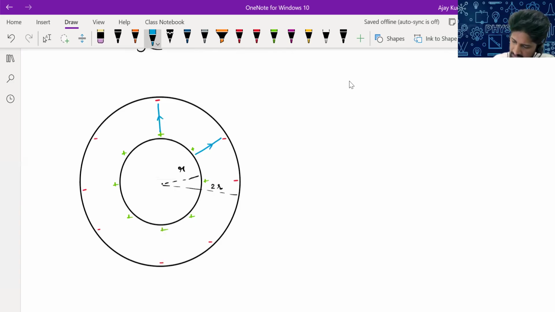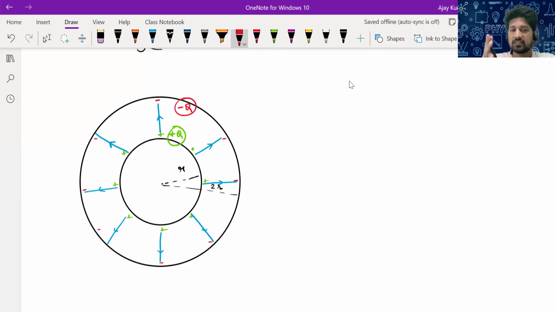The field created by a sphere outside it is non-uniform. It's like that of a point charge, kq by x square. Non-uniform field is there, but there will be some energy stored in this system. There's a way to tell the energy directly also, without using the electric field. How? See, inner radius is r, outer radius is 2r. Assume the charge given is q, plus q to one of them, minus q to the other one.